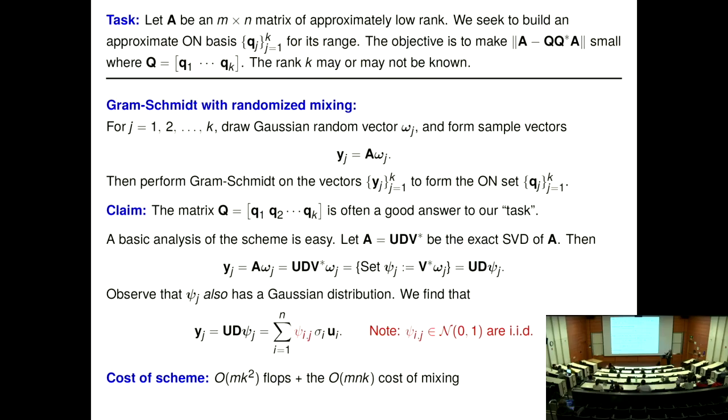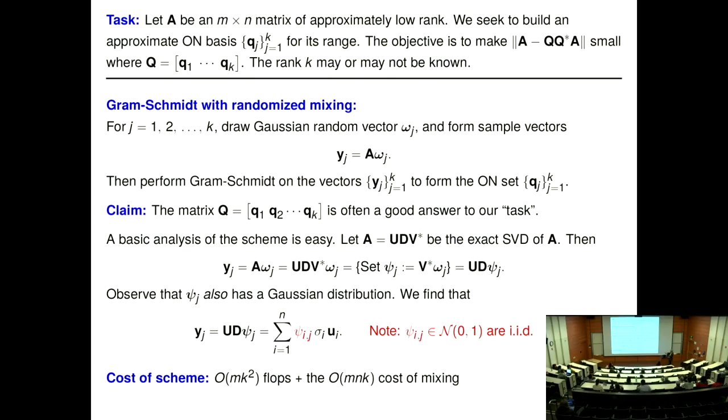So we write A as the product of two unitary matrices, U and V, and then the diagonal in the middle. Now what is the expression we get for these samples? I take the product V star times omega. Omega is from a Gaussian distribution. This is a rotationally invariant distribution. So if I multiply it by a unitary matrix, I get another vector that's drawn from a Gaussian distribution. So this vector psi also has a Gaussian distribution.